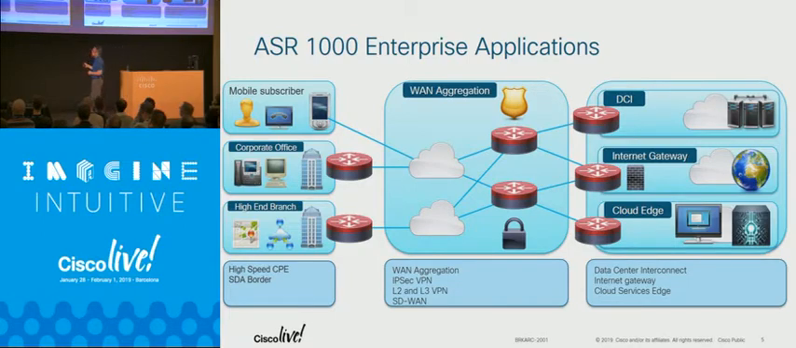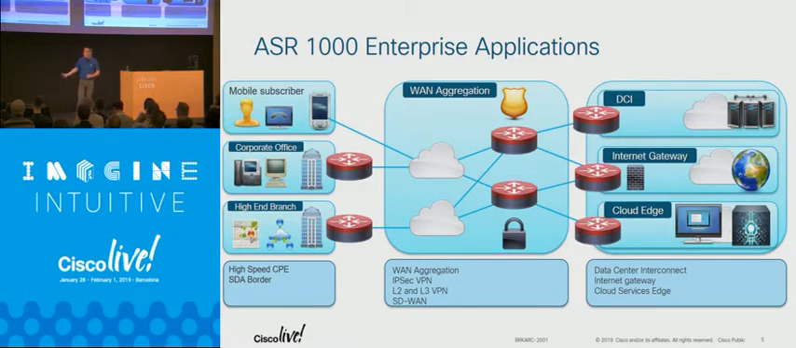ASR1K is a very popular internet gateway, a highly scalable internet gateway. You can have 3, 4, 5 different ISP peerings with service providers to download the full internet routing table for both IPv4 and IPv6. On top of that, you can add in services like network address translation, zone-based firewall, AVC, application visibility and control, which will give you the visibility to see what applications are actually consuming your internet circuit.